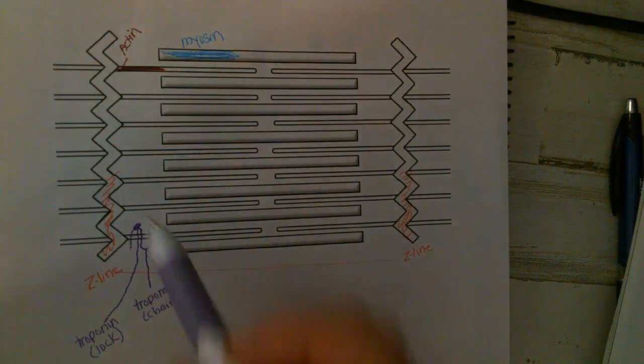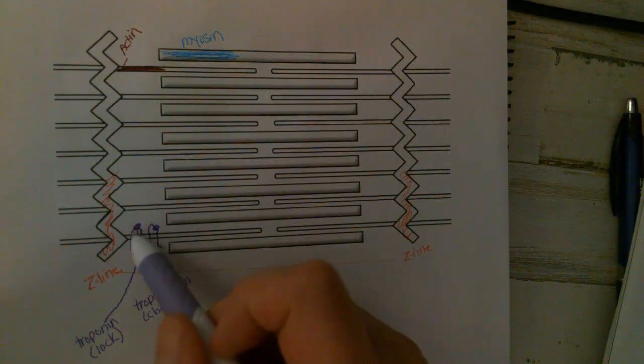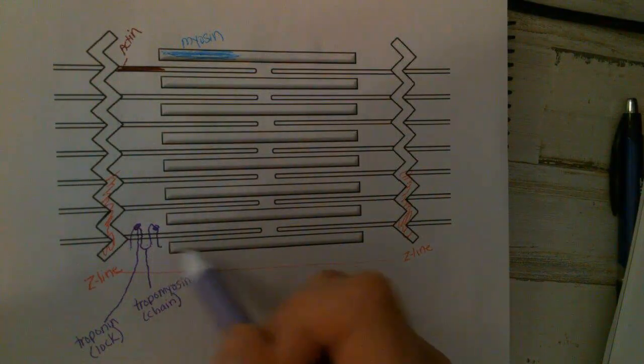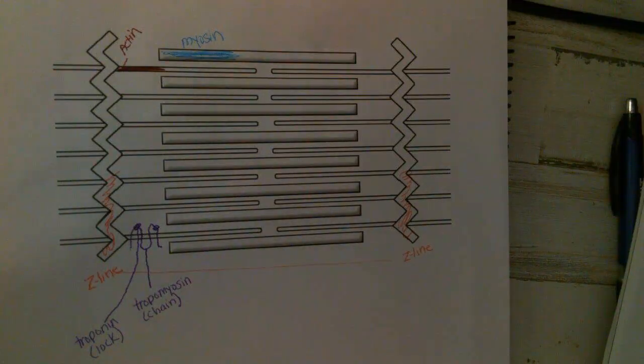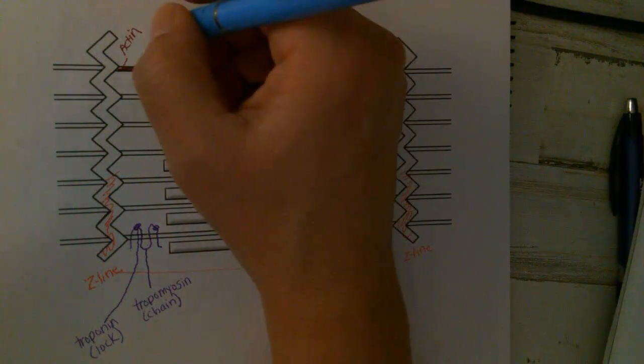This is going to be really important because in order for a muscle to contract, we're going to have to remove this first in order for the myosin and the actin to connect.